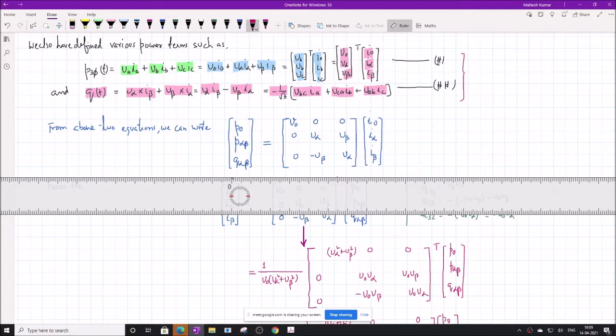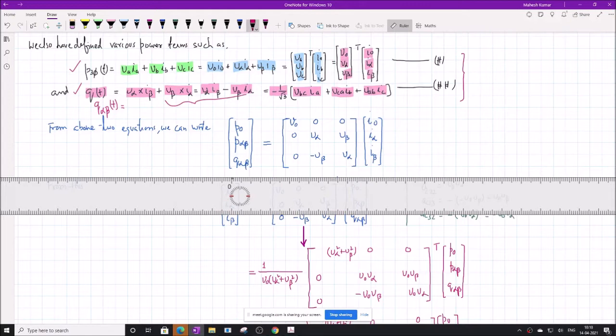So once we know how we define the instantaneous active power and the instantaneous reactive power, we can write these terms like this. This is also called P Q alpha beta, because we have ignored the zero sequence component. So this is concerned with alpha beta only, because this involves the alpha beta terms. And this power has two components actually.